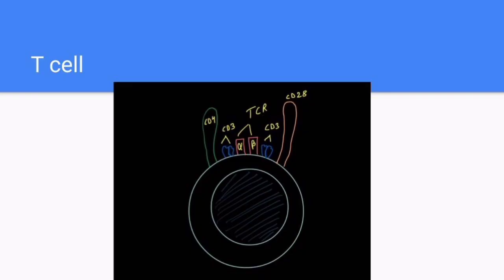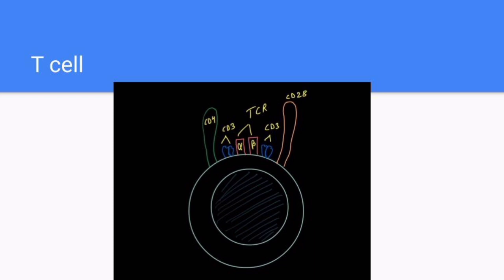Now moving towards T cells. This diagram shows CD4 positive T cells as there is CD4 present in the surface receptor. If it was CD8 positive T cells, then there would be CD8 instead of CD4. CD3 is another important receptor. It helps to activate T cells. Once antigen binds to the T cell receptor, this CD3 is needed to activate these T cells.